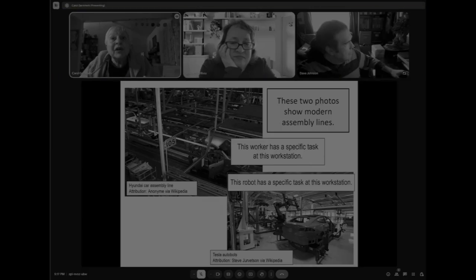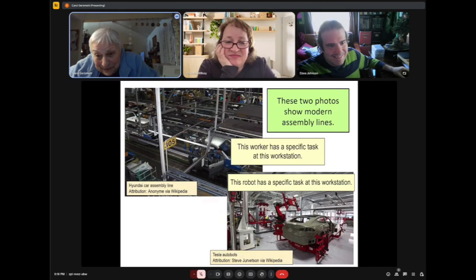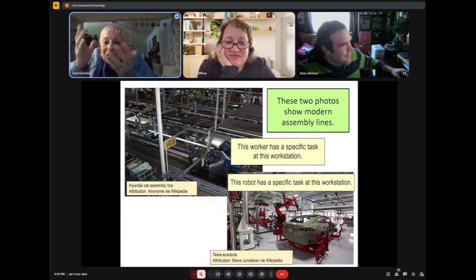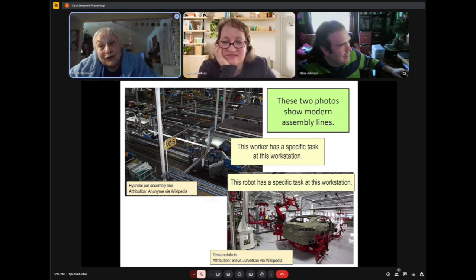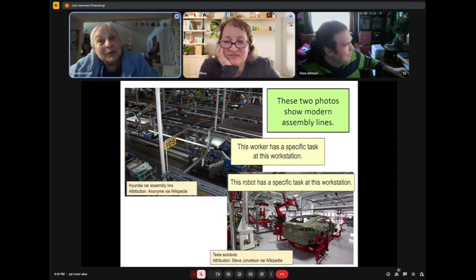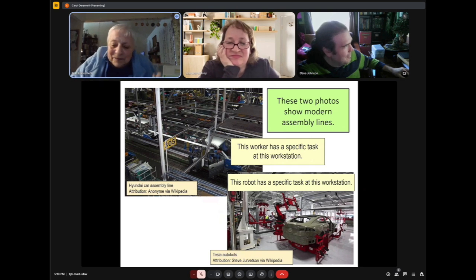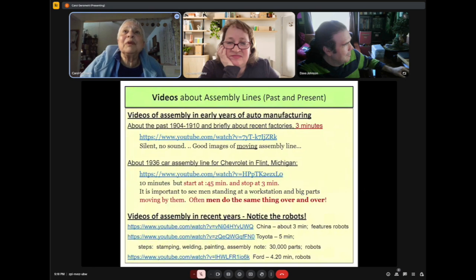On the bottom is a Tesla factory. Isn't it bright and beautiful looking? And I don't see any person there. In this case, this workstation has a robot, and the robot does one or a set of things that it's programmed to do. So somebody has to know how to do computers in order to make this robot work. But this is modern still pictures.